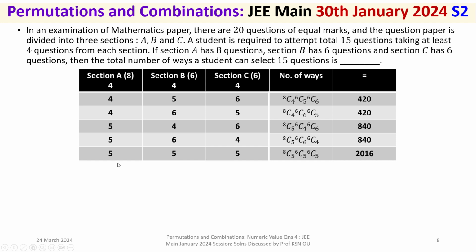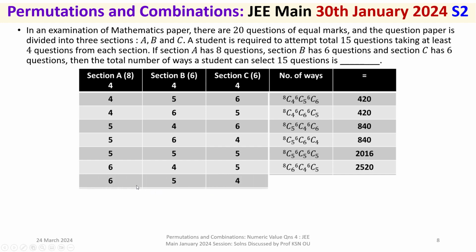The next is I take 6 questions from section A. Then what is left? 15 minus 6, 9. That can be done as 4, 5 or 5, 4. So 6, 4, 5: 8C6, 6C4, 6C5. Multiply, we get 2520. Swapping, 6, 5, 4: 8C6, 6C5, 6C4, 2520 once again. It is the same.